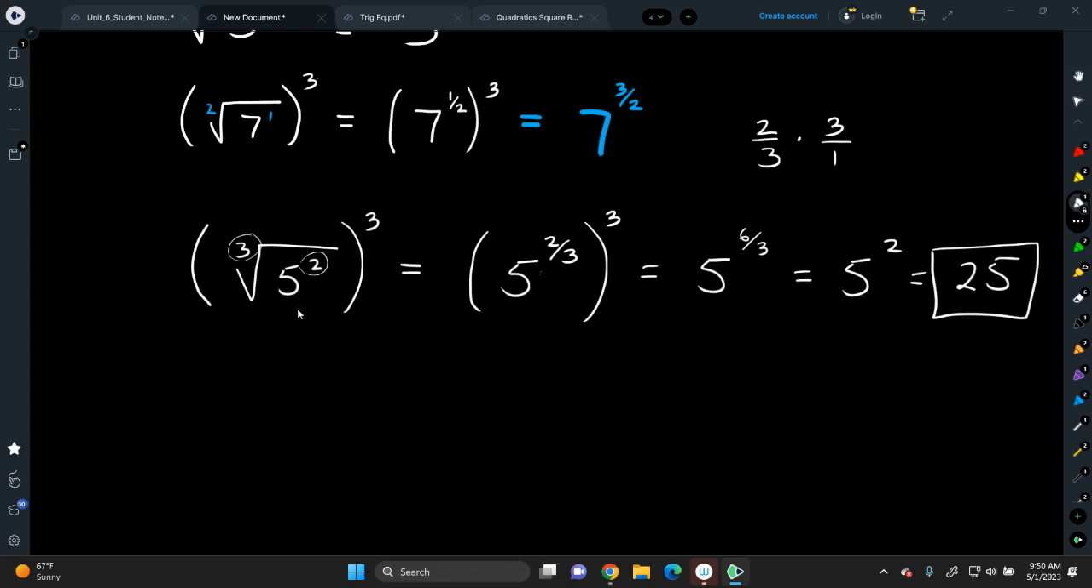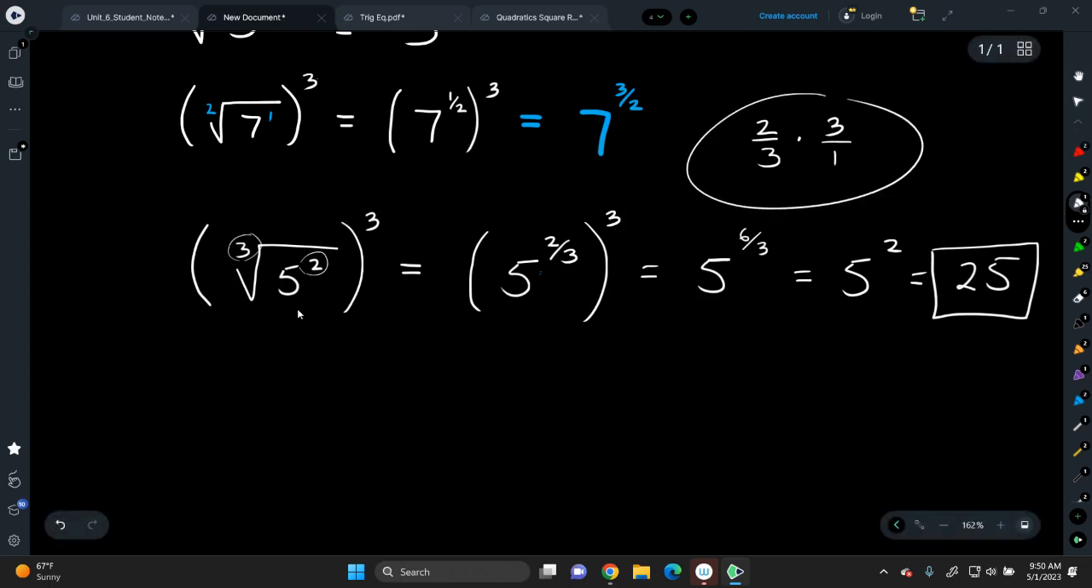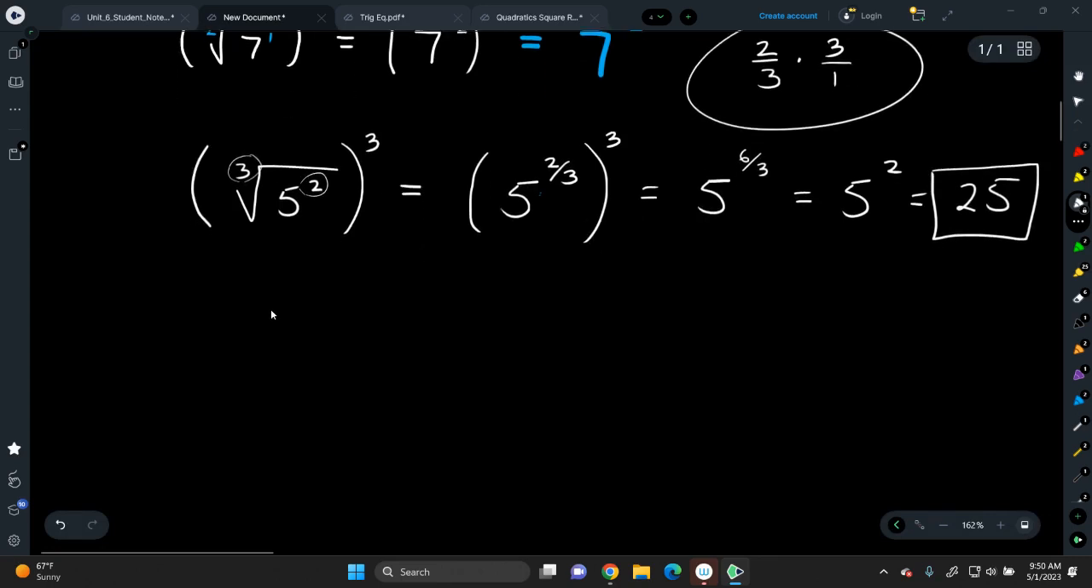Notice in the one before, we left it as 7 to the 3/2 because it didn't simplify to a nice whole number. So we want it to be a whole number if we can. And you can use your calculator to do the fraction stuff if you want to. Okay, how about this one?